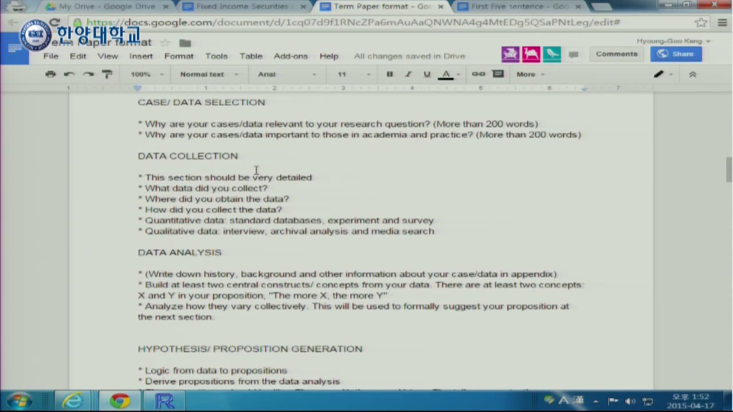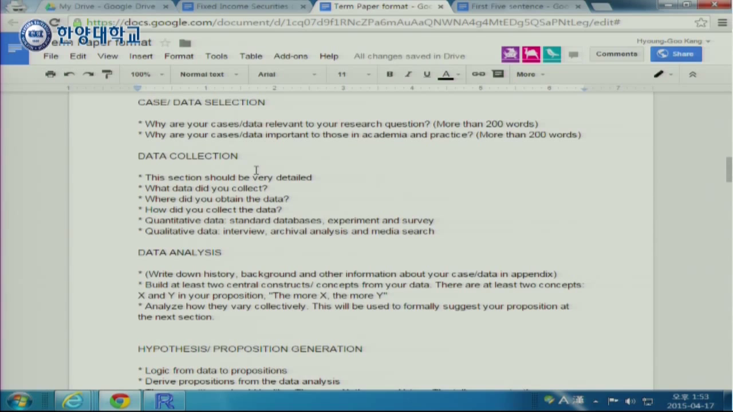Okay, you collect data, and then data analysis. Remember, this is inductive research. It's phenomenon driven. So from the cases or data, you want to find some general pattern. That's your goal. How to do that? Well, I'll let you know how to do that. Data analysis. Write down the history, background, and other information about the case data in the appendix.